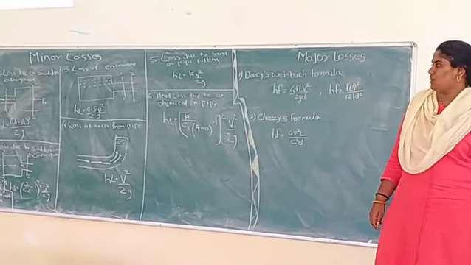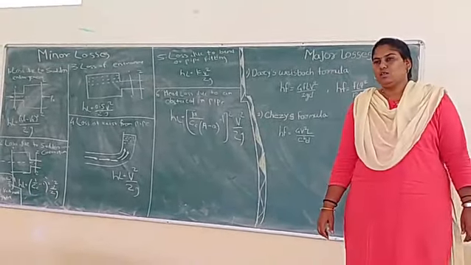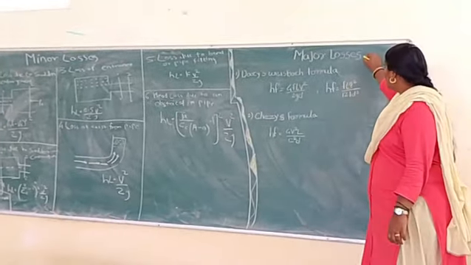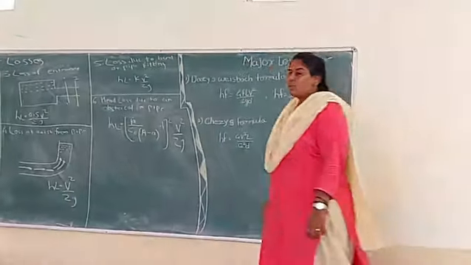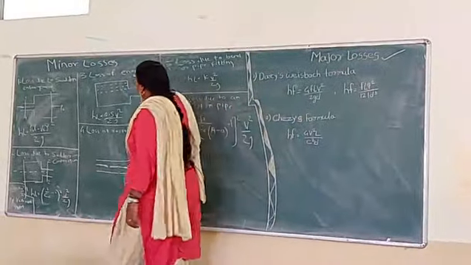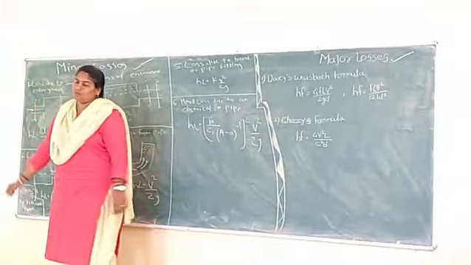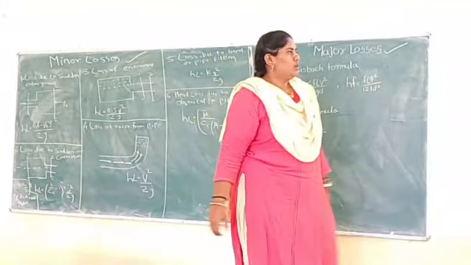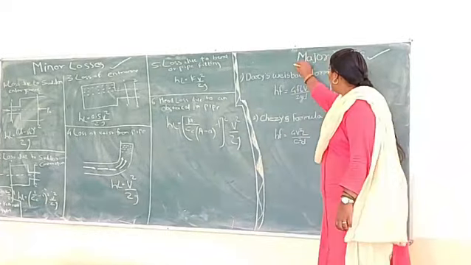So today we will discuss the losses in the pipes. In the losses of the pipes there are two major types: one is the major loss and the second one is the minor losses. These two losses are there whenever the water is traveling through the pipes. In that, we will first see what the major loss is.